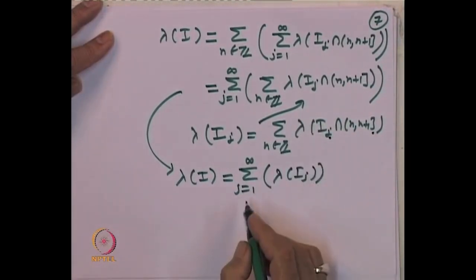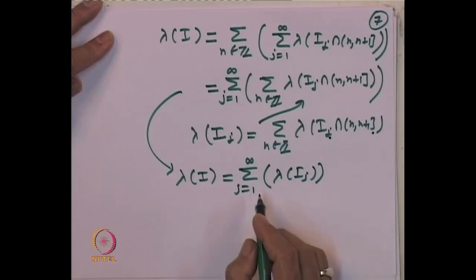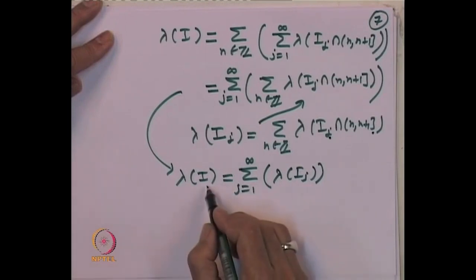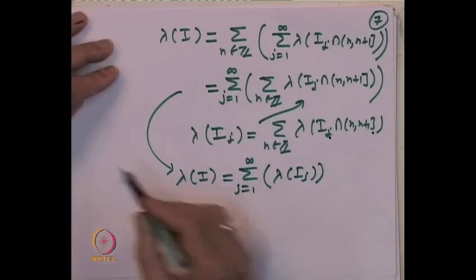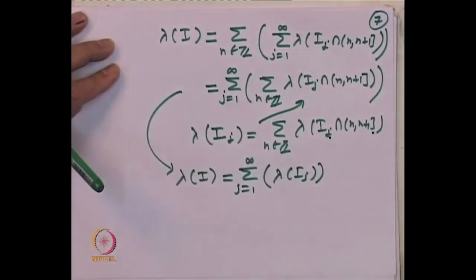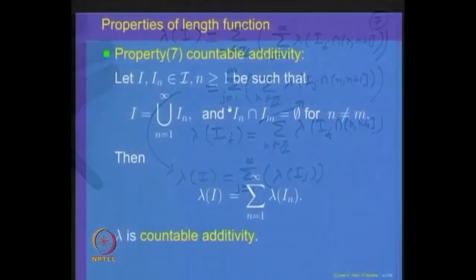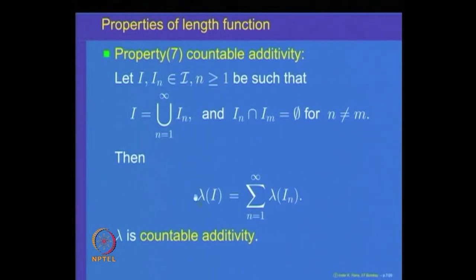So, that proves the countable additive property of the length function, namely if an interval I is written as a countable disjoint union of intervals I n's, then length of I is equal to summation of the lengths of the I n's. Whether the interval I is finite or infinite, that does not matter. So, the length function is countably additive, that is what we have proved as an important property of the length function.